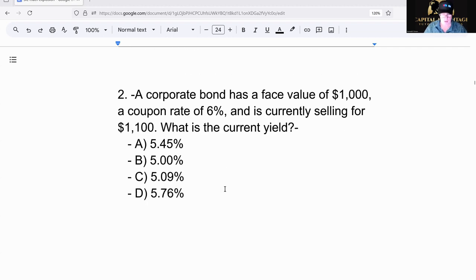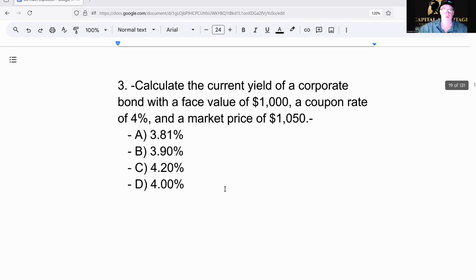Number 2, muscle memory. We're going to do a corporate bond: value 6, trading at 1,100. We know it's a premium. 6 divided by 1,100 is 5.45. Boom, A. Easy. Next one, we look for the coupon.